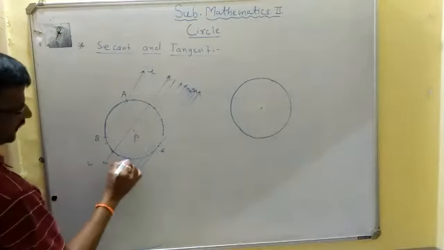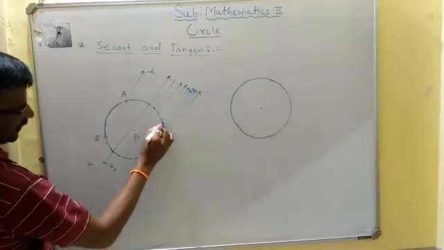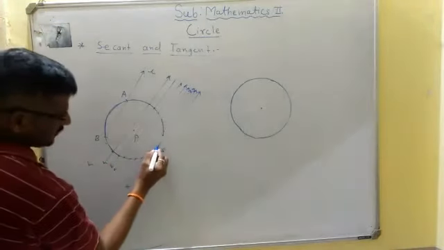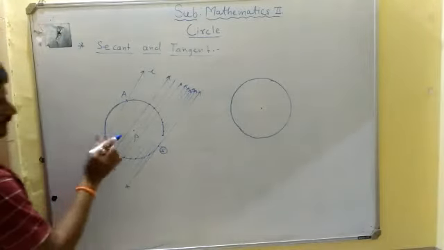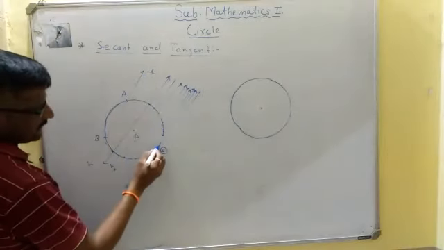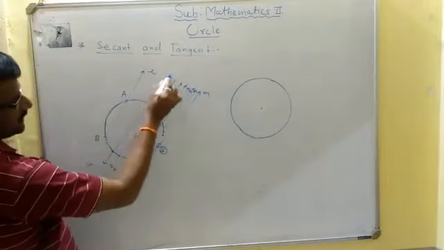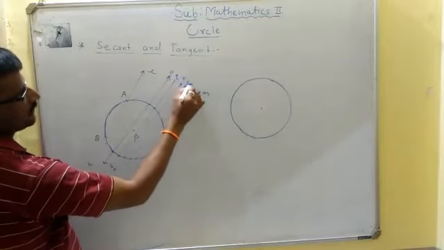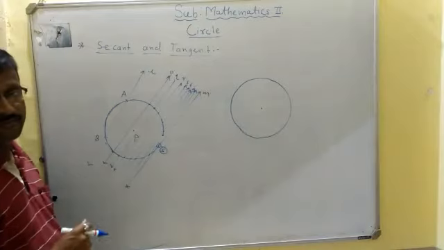Every line intersects the circle at two distinct points. At one time, we get a line which intersects the circle at just one point. Then what is the difference between those two lines? A line touches the circle at a single point. Suppose that line is M, and the line intersects the circle at two distinct points, which are P, Q, R, S, T, and so on. What is the difference between them?